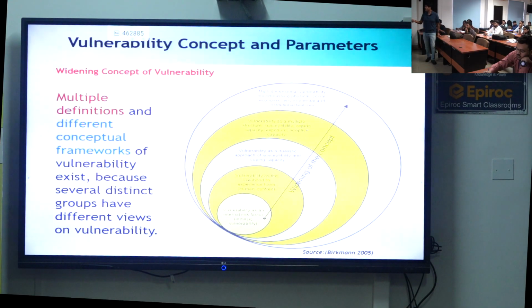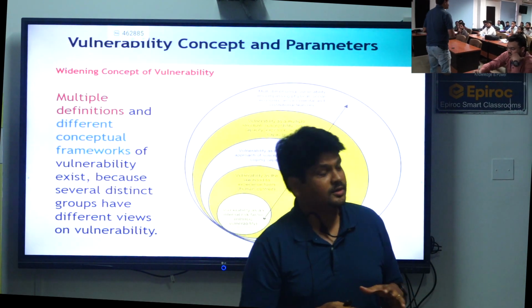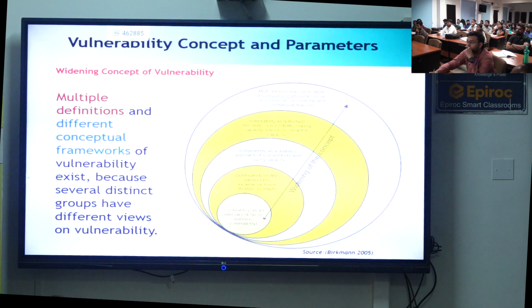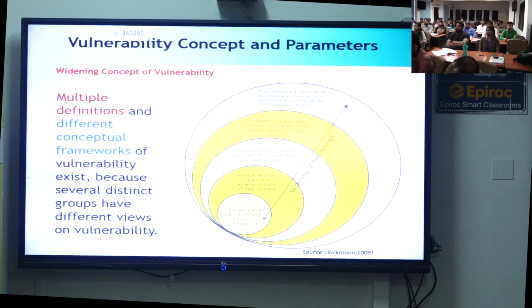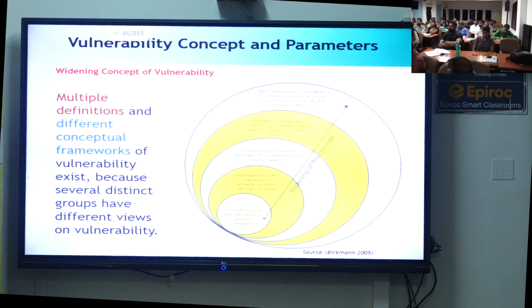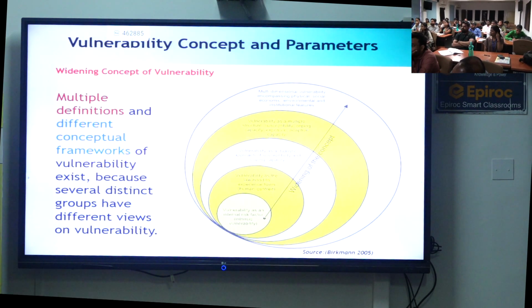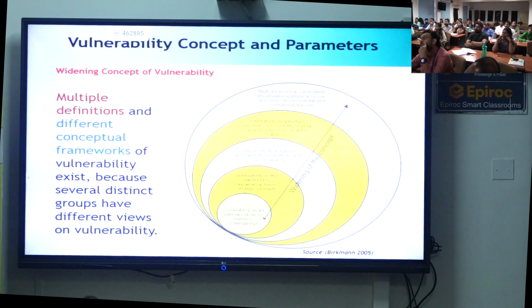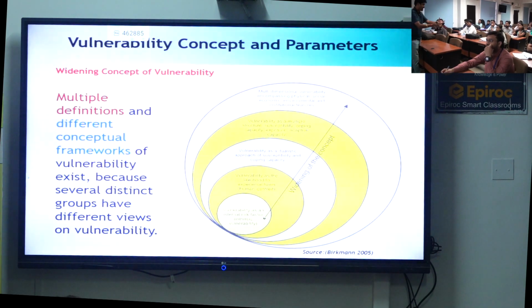Then vulnerability as a dualistic approach of susceptibility and coping capacity. Therefore, coping capacity comes in. This is where the hardcore disaster people come in. Then, next is vulnerability as a multiple structure: susceptibility, coping capacity, exposure and adaptive capacity. That means you see it's expanding. Once it is expanding, obviously you need more and more data. But it's not easy. Sometimes even simple data is very hard to capture.